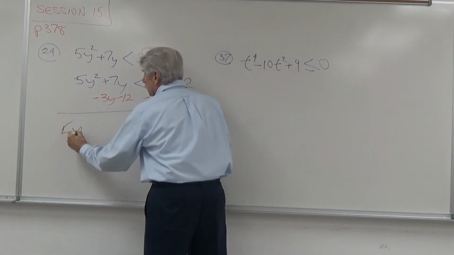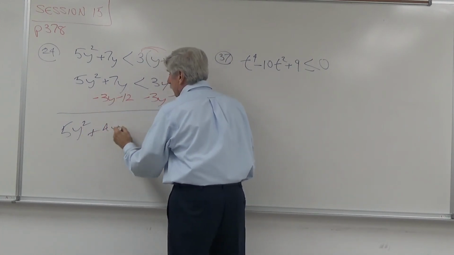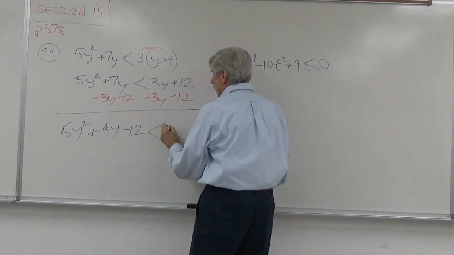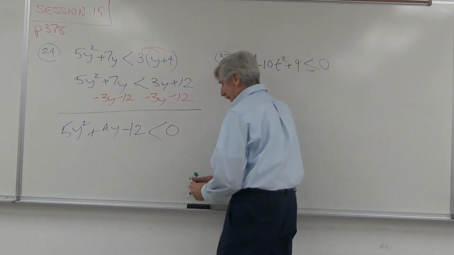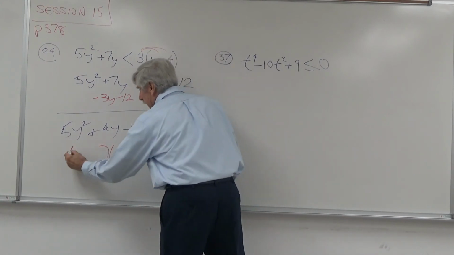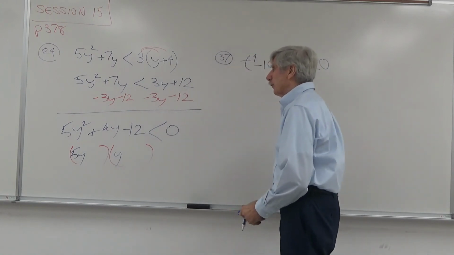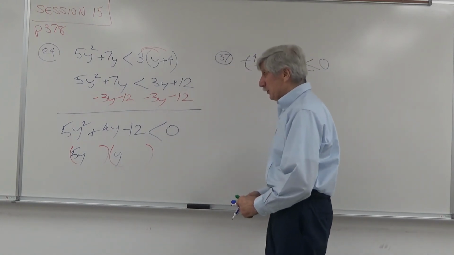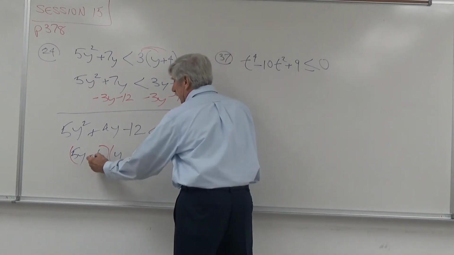This is 5y squared. 7y minus 3y is a positive 4y. Minus 12 is less than 0. And then we know what's coming next. We're going to try to factor this. There's 5y and y. And 12, I'm thinking, is either 12 and 1 or 3 and 4 or 6 and 2. And I'm probably going to go with 6 and 2, I think. Just take a wild guess on that.